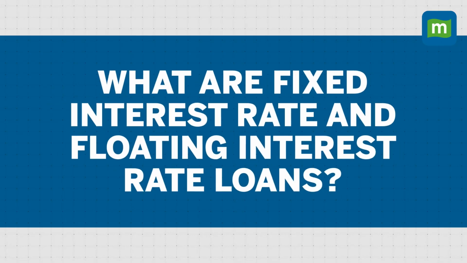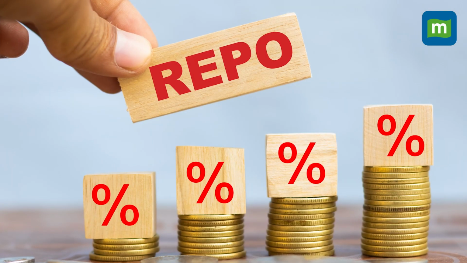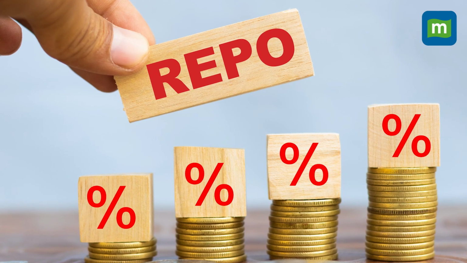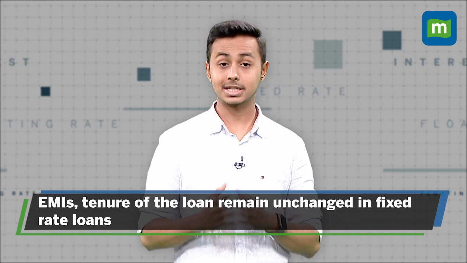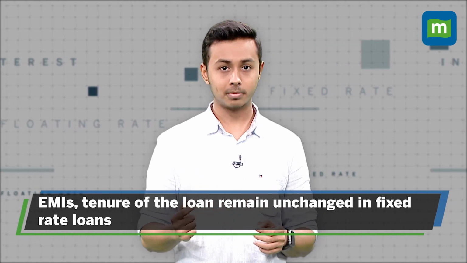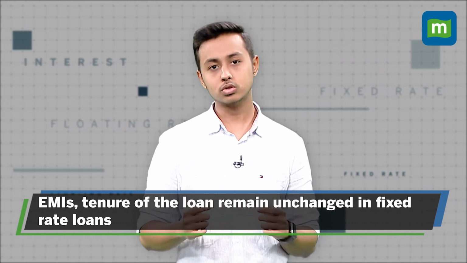Let's start with the difference between the fixed interest car loans and the floating interest ones. So in the case of a fixed interest car loan, the rate of interest remains the same throughout your loan repayment tenure. The interest rate does not change even if there is any change in the repo rates by the Reserve Bank of India. And as the rate of interest doesn't change, the equated monthly installments and the tenure of the loan will also remain the same.